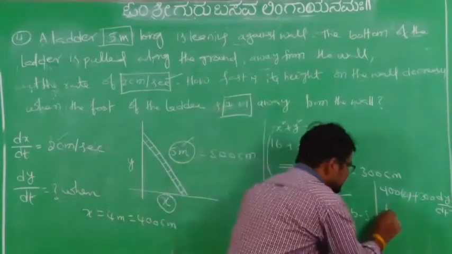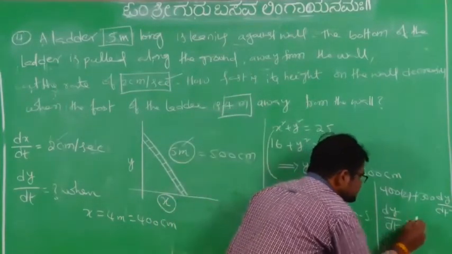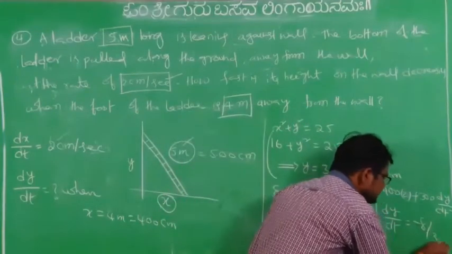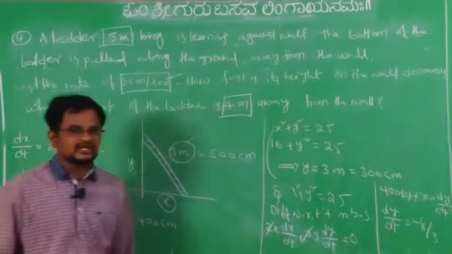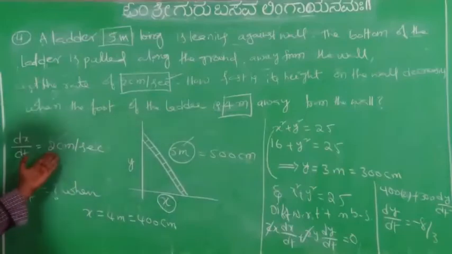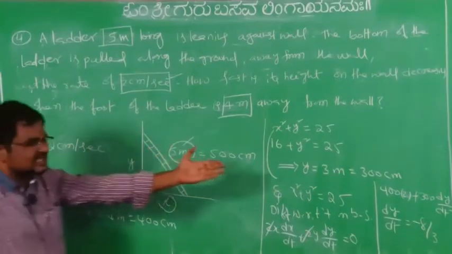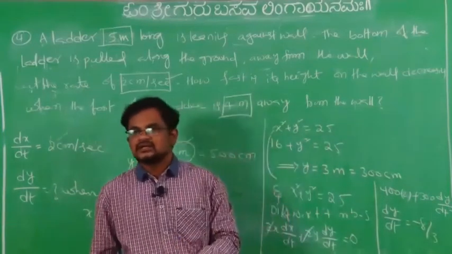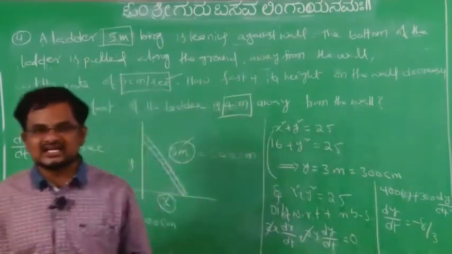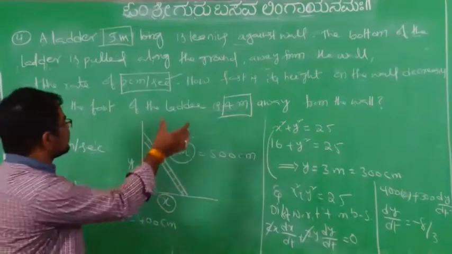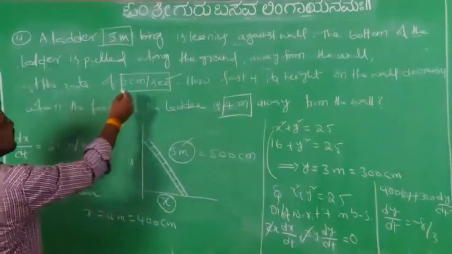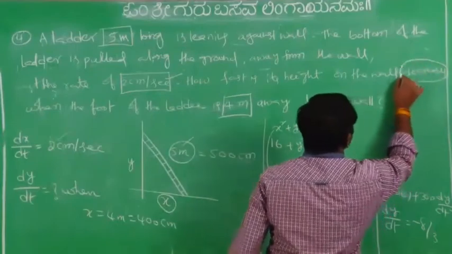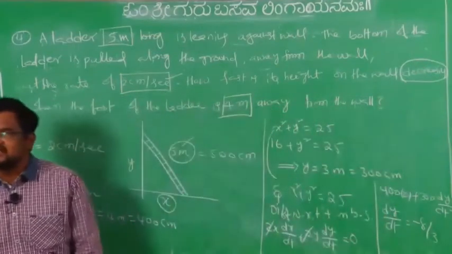So our requirement is dy by dt, that is equal to minus 8 by 3. What are the units? This is centimeter per second, means this is also centimeter per second. Means suppose the answer they given here, how fast the height of the wall is decreasing. What is the answer? Tell me.